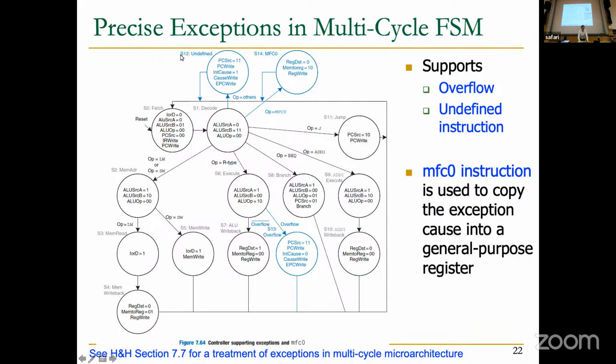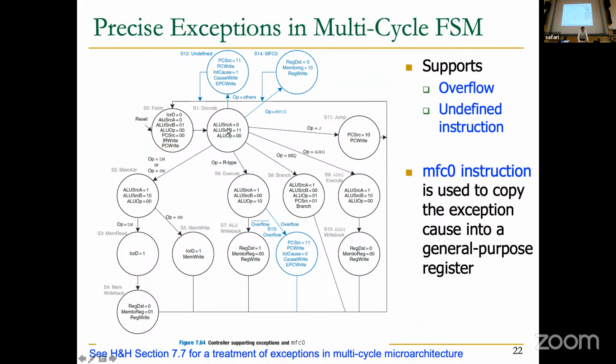So you need to modify the finite state machine. If you recall several lectures behind, this was the finite state machine that we constructed actually. Most of this we constructed for a multi-cycle MIPS architecture from your book. But basically, that finite state machine is now modified to support two exceptions, overflow and undefined instruction.